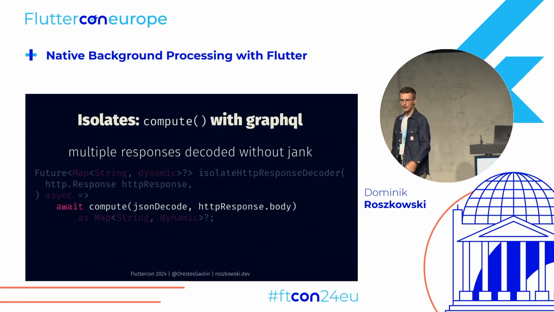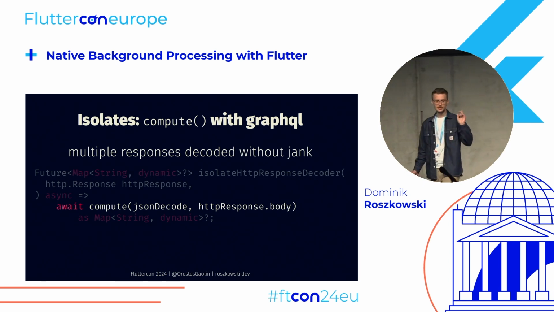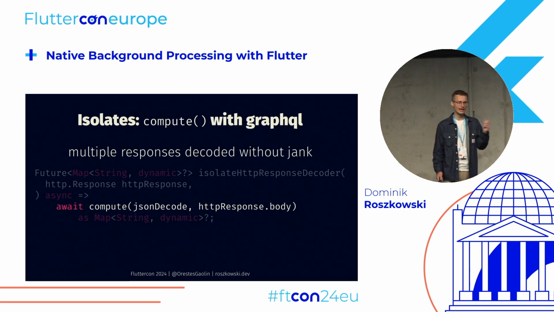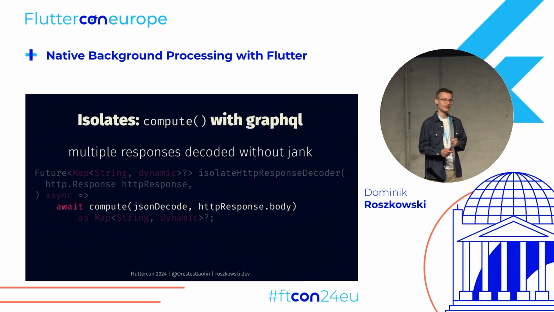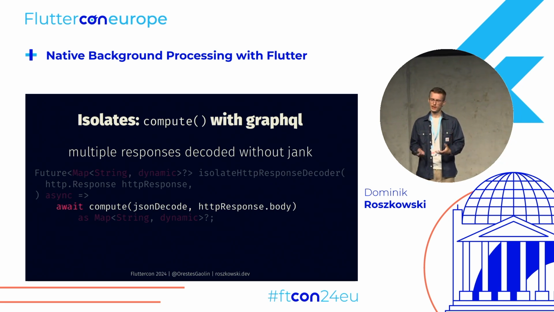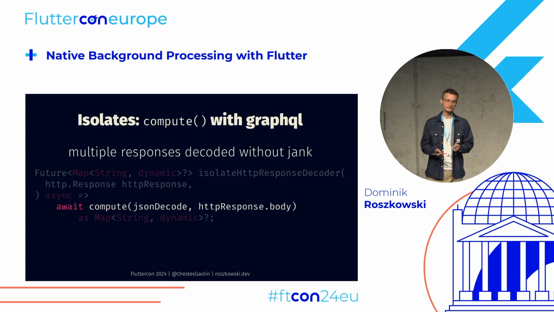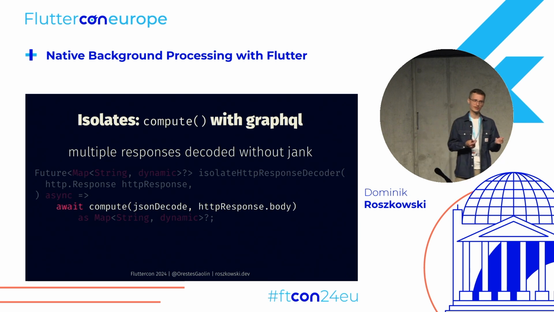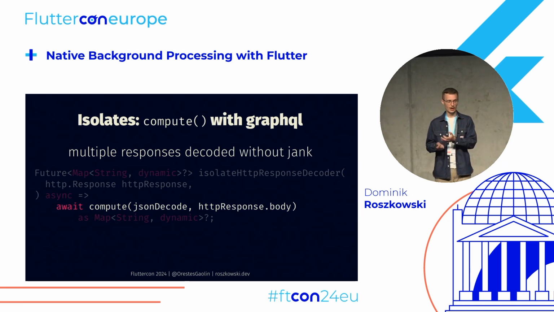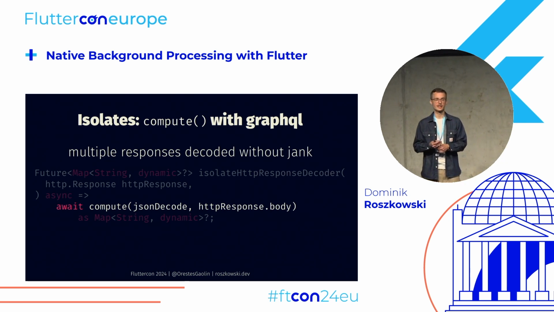Today we will not have a lot of code, but this is one sample where we try to use the isolates when the app is running. So for instance, we have a GraphQL endpoint, and it can return big chunks of data at a time. So when you try to decode the string response to JSON, it actually can cause jank if you have multiple requests coming at the same time.